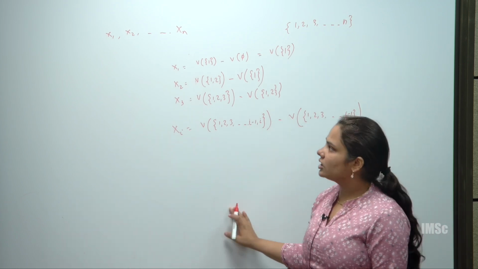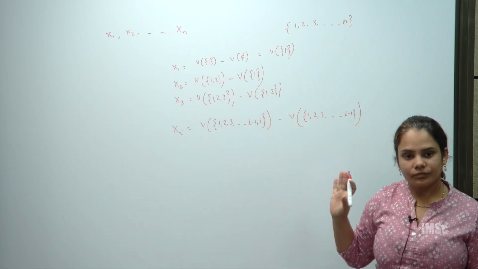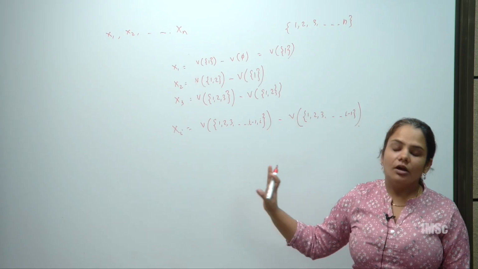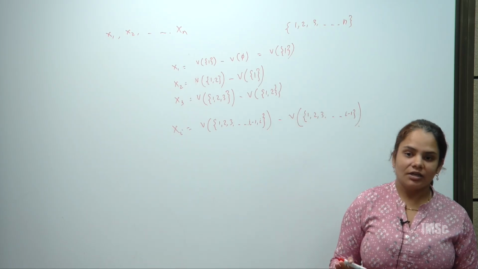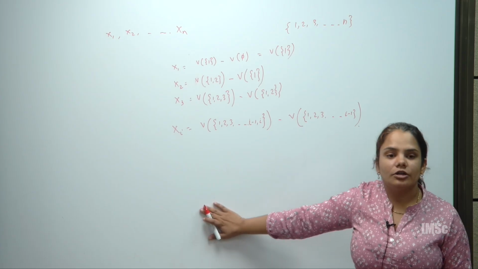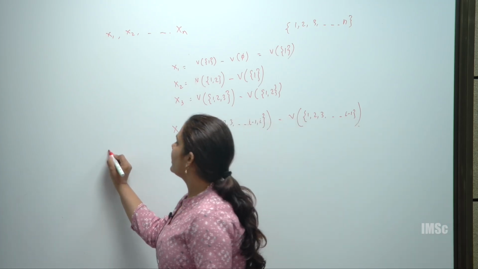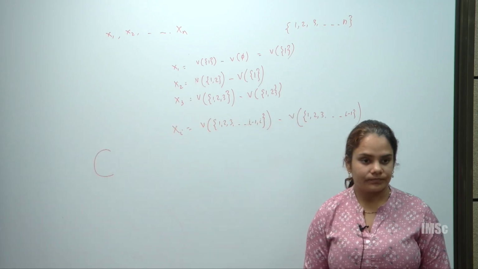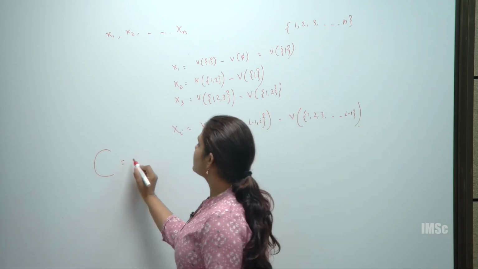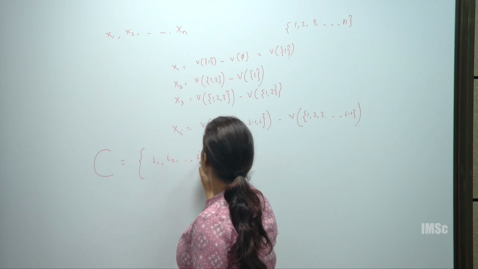Now it is easy to see that the summation of xi equals v of n, a telescopic sum. Okay. So the summation of xi is equal to v of n, it is easy to see that. What is not easy to see is that this belongs to the core. How do you prove this belongs to the core? In order to prove that it belongs to the core, what do you need to do? You need to take an arbitrary coalition C, which has some agents, because we have already numbered the agents. Let us say C has the agents i1, i2, up to ik.